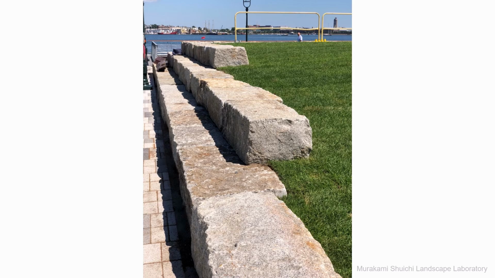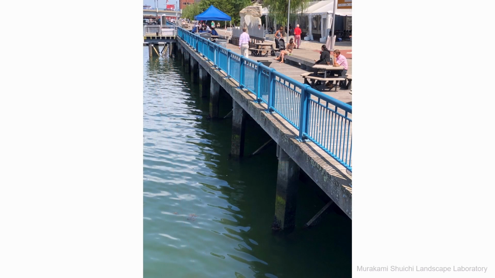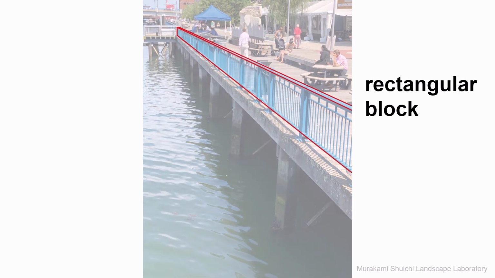These are rocks stacked in steps in a seaside plaza. When viewed as rectangular blocks, you can feel the dynamic sense of volume. This is a fence along the coast. If we see it as a thin, flat rectangular block, it clearly shows how it separates the sea from the promenade.